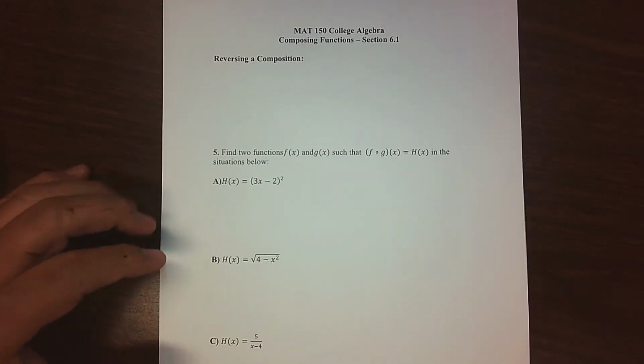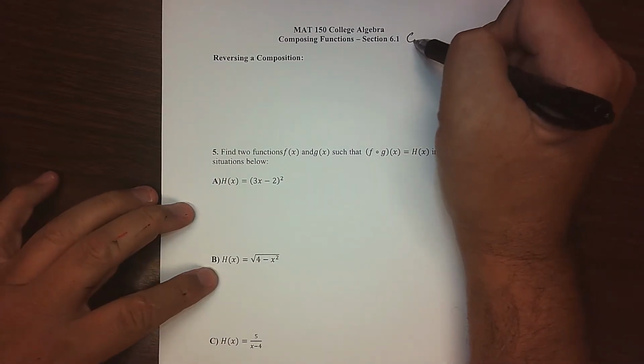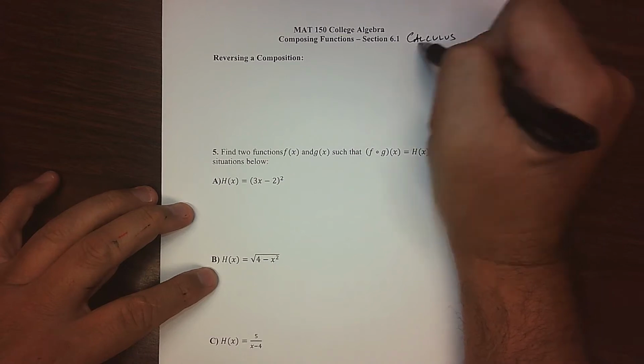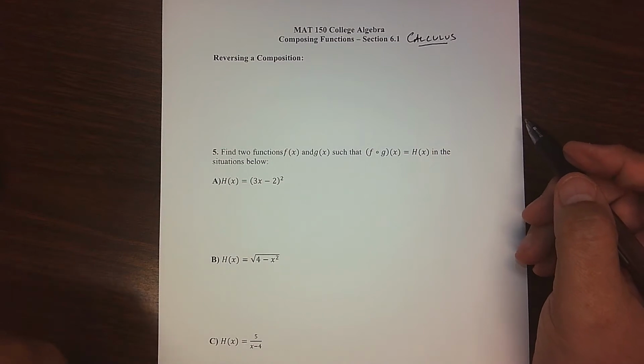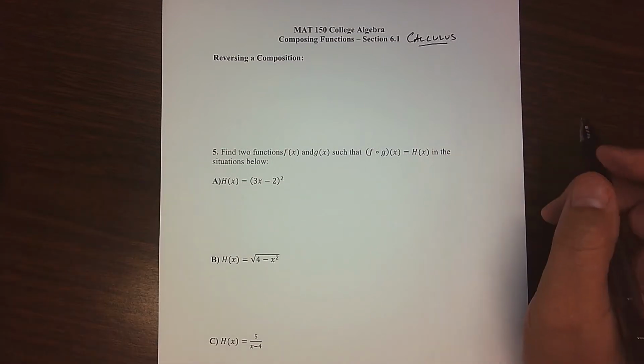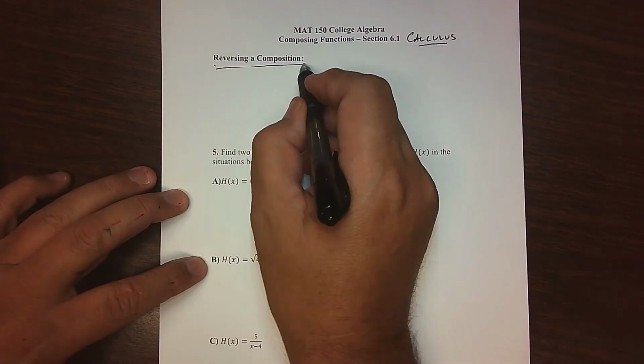All right, so this last thing we had to do in 6.1 is a very, very important skill, especially for those of you who are eventually going to move on to calculus. So it might be boring otherwise, but for you future calculus students, this main idea is pretty big. And what we're going to eventually do is reverse the composition.